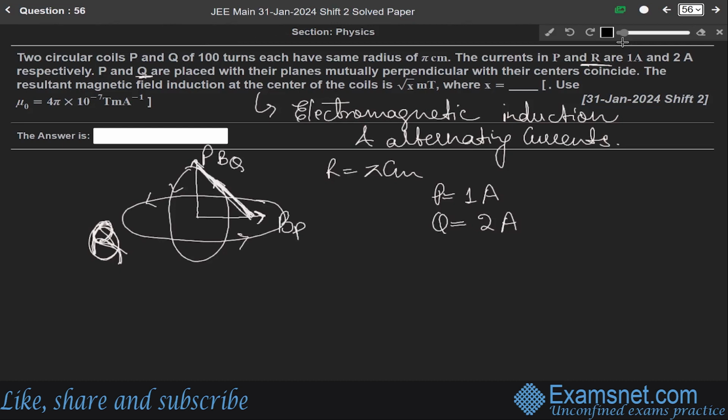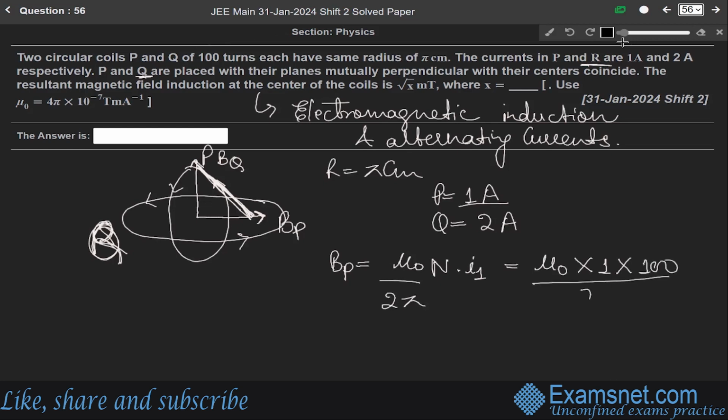Okay, now for P coil, the magnetic field is given as mu naught over 2 pi into n, number of turns, into I1. I1 is the current that is flowing in the coil P. So it will be equal to mu naught into I1, current is what? 1 ampere, into n. N is the number of turns, each having 100 turns, over 2 pi.